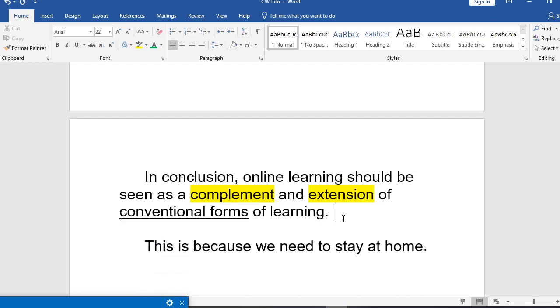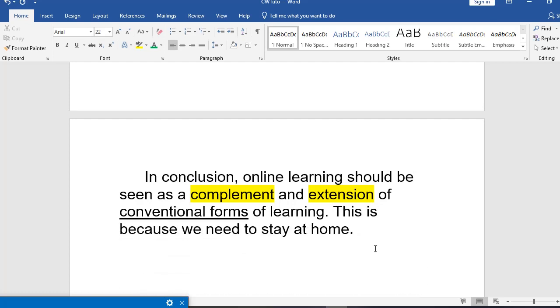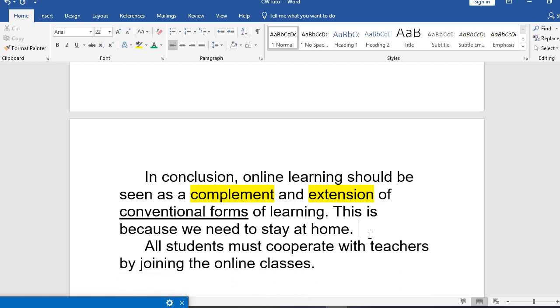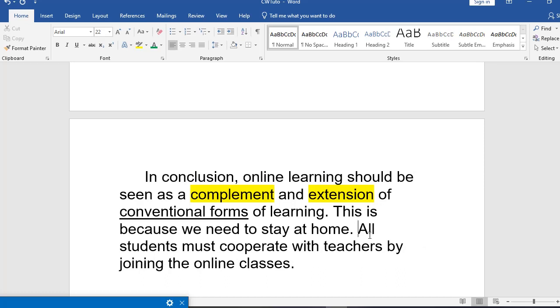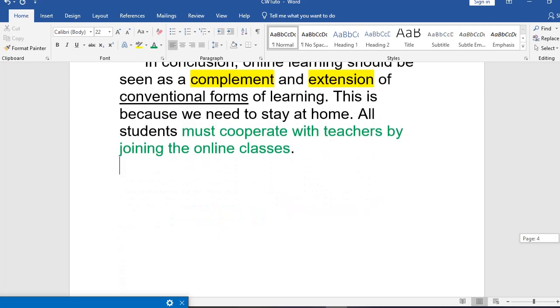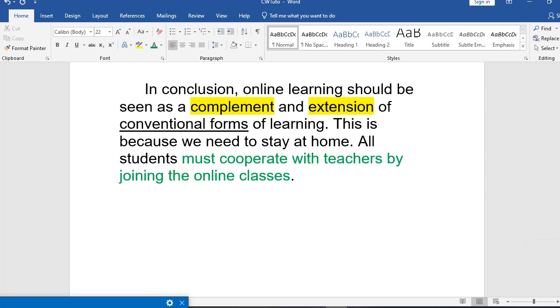What else can you say? Okay, so this is because we need to stay at home. So you cannot do anything. You cannot go to school. Going to school is the conventional form of learning. Now is the new norm, the new normal. So you have to do online learning. All students must cooperate with teachers by joining the online classes. Okay, so your responsibility is to cooperate with your teachers by joining the online classes.